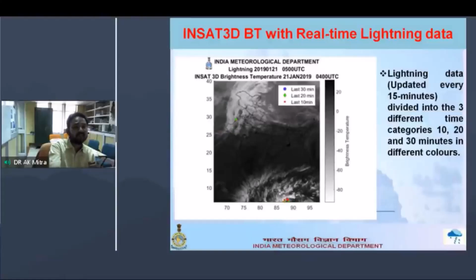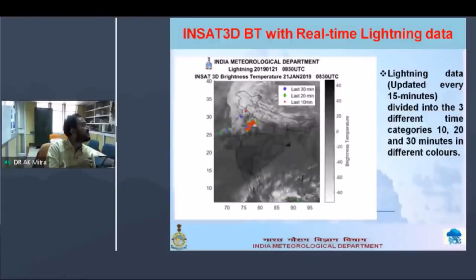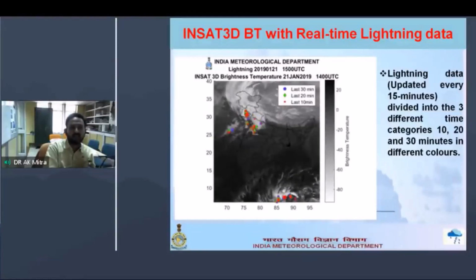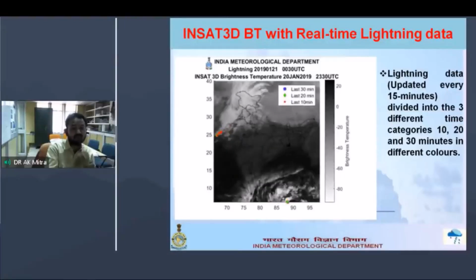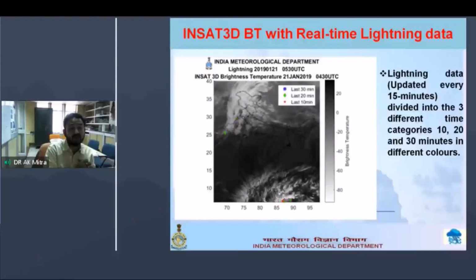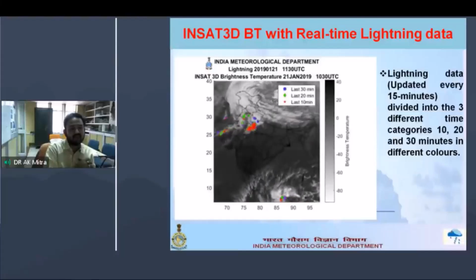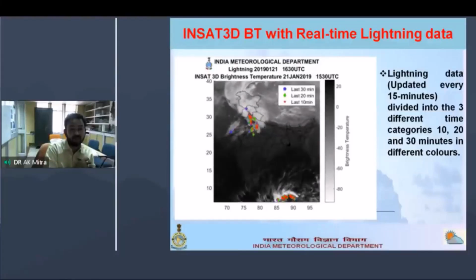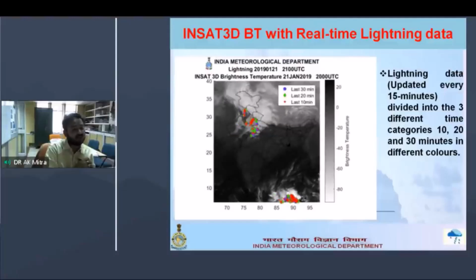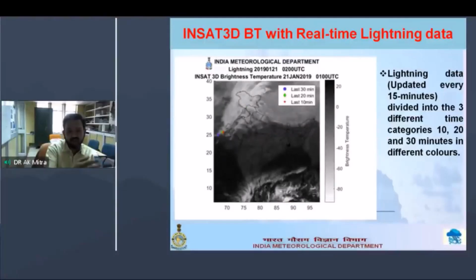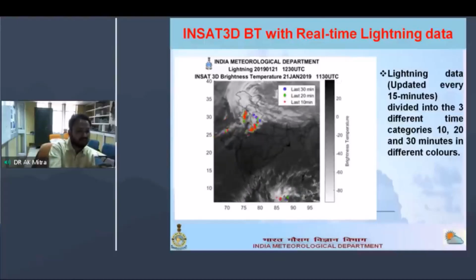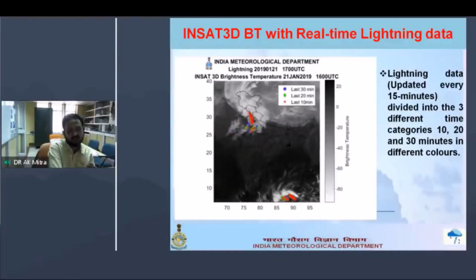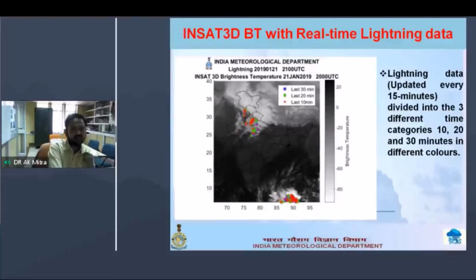And recently we also started INSAT 3D BT with real-time lightning data. We merge it, and it also helps us because it gives us the level of the cloud, whether this cloud has any liquid water content, HRDS, or any sort of this information, which will be updated every minute. So we are putting it into the satellite imagery and giving it to the different stakeholders and users. So it is very useful for our country.